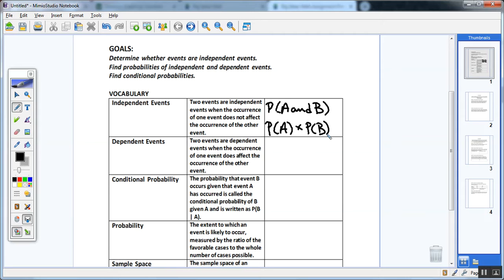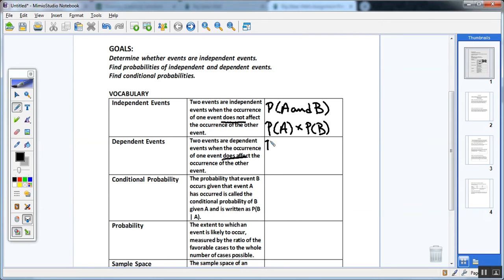Then, dependent probability. Somebody want to read the dependent probability? Go ahead. Two events are dependent events when the occurrence of one event does affect the occurrence of the other event. Okay, so two events are dependent events when the occurrence of one event does, keyword does, affect it. The one up here is does not affect it.